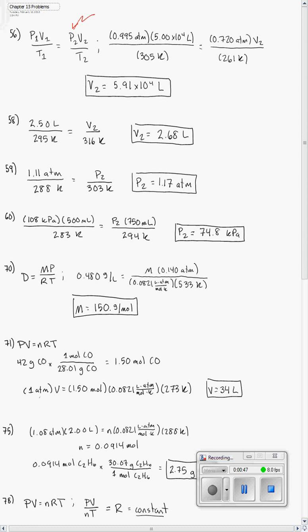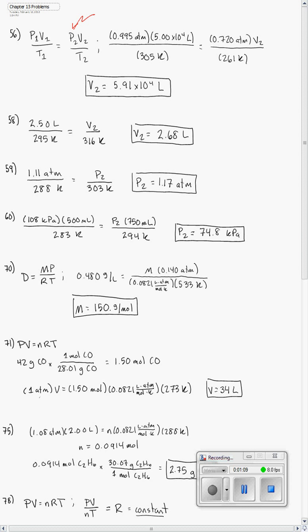One of the key things to remember when you're working with gases is that your temperature is always going to be in Kelvin. From here, it's a matter of plugging things in. So our initial conditions are that we have a pressure of 0.995 atmospheres, we have a volume of 5 times 10 to the 4th liters, and we have a temperature of 32 degrees Celsius. Now that equates to 305 Kelvin.